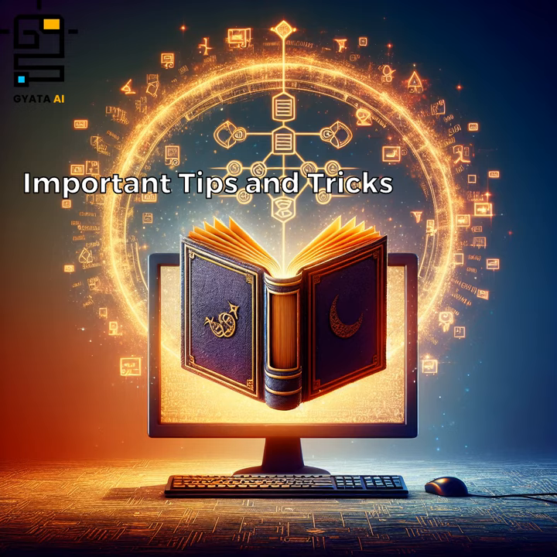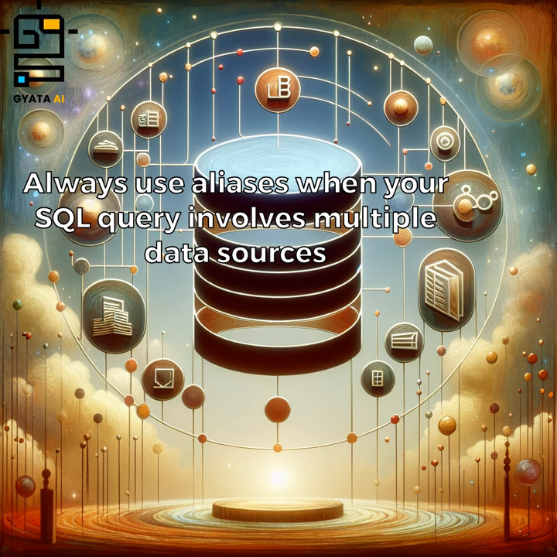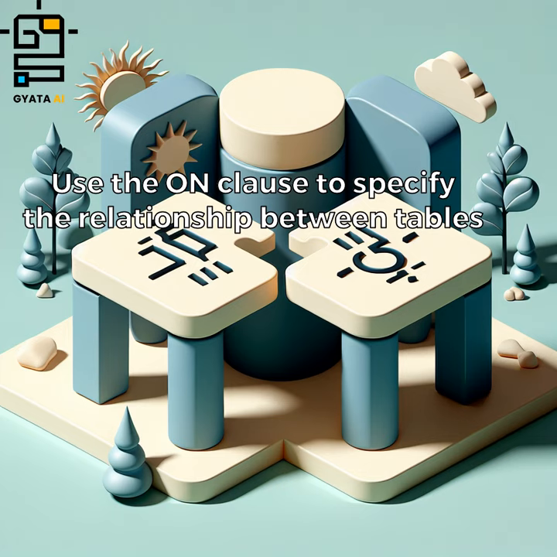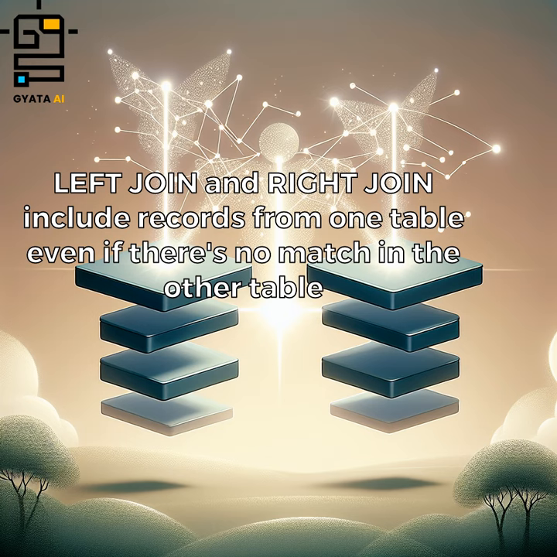Important tips and tricks. Always use aliases when your SQL query involves multiple data sources. Use the ON clause to specify the relationship between tables. Left join and right join include records from one table even if there's no match in the other table.